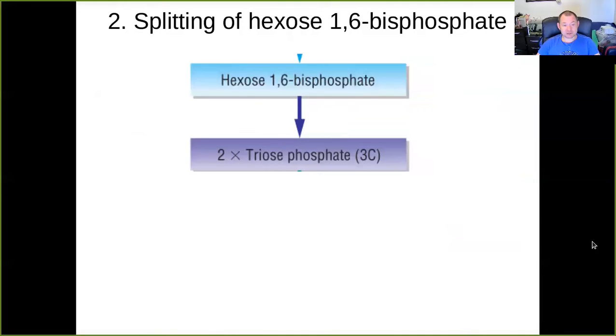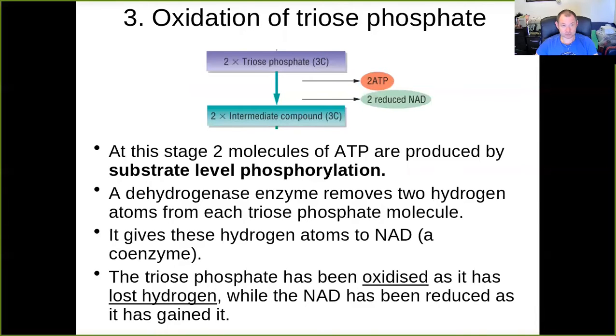So the hexose 1,6-bisphosphate then breaks apart. There are enzymes and things involved in all of this. I'll get to some of those later. And you then end up with 2 triose phosphate molecules. So we started off with one glucose molecule, one sugar molecule, and now it's become two molecules, two triose phosphates. They are 3 carbon molecules. We've gone from one 6 carbon molecule to 2 3 carbon molecules.